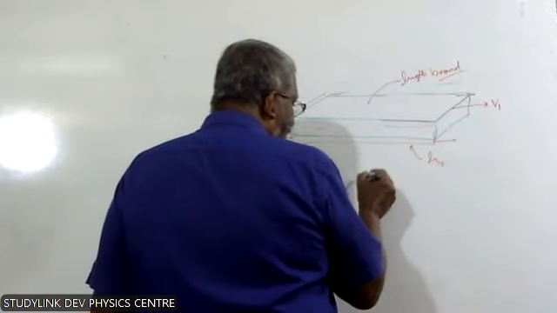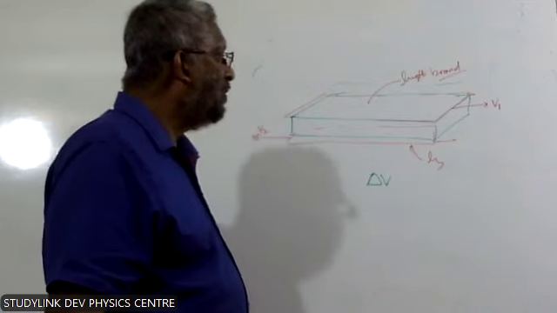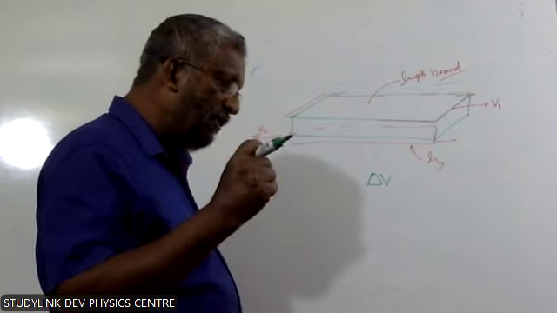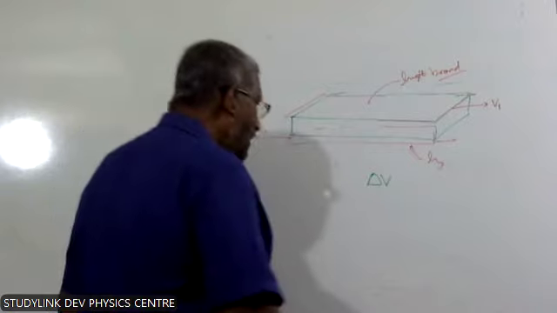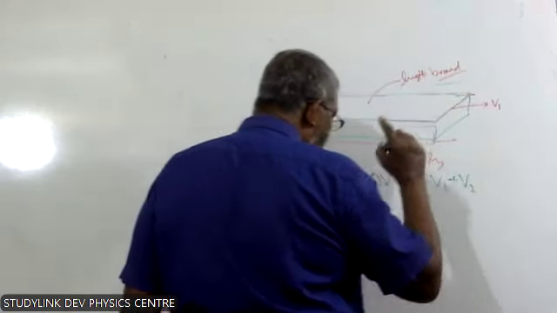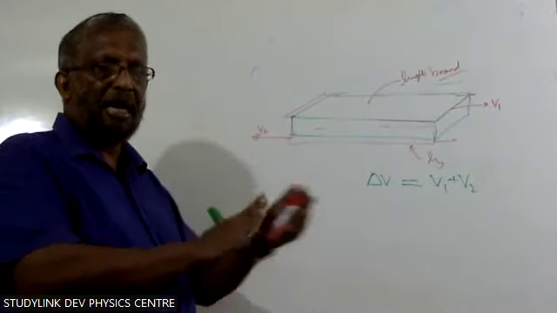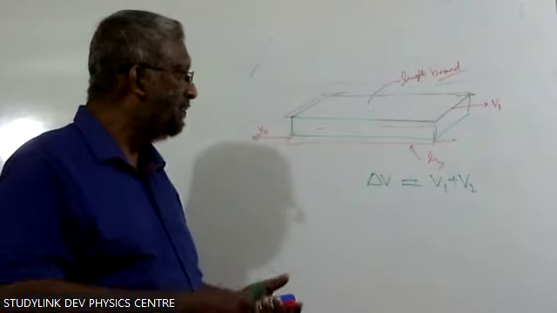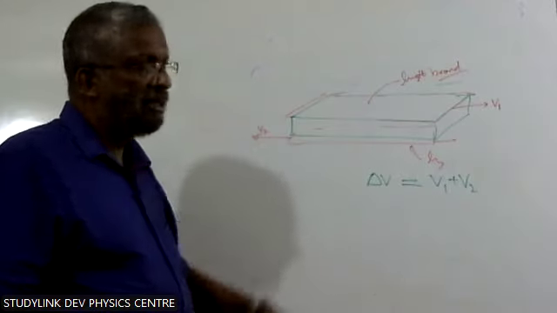Then delta V, actually the relative velocity, is equal to V1 plus V2. Earlier I explained it, relative velocity. Because they are in opposite directions, they are adding, the difference is V1 plus V2. Now draw it and write.